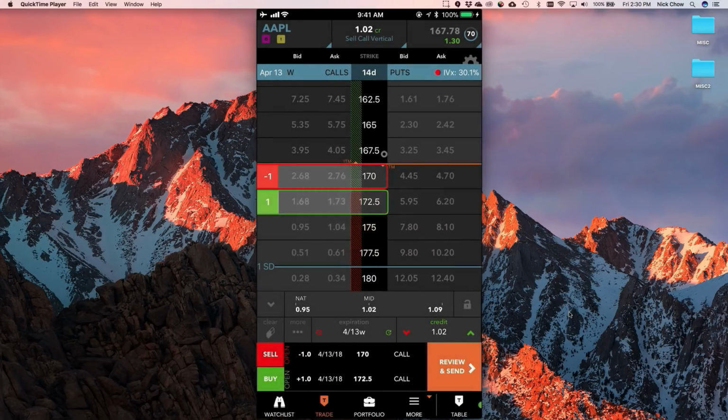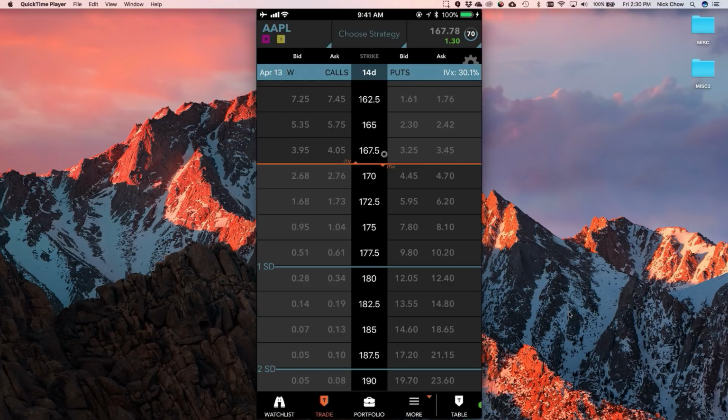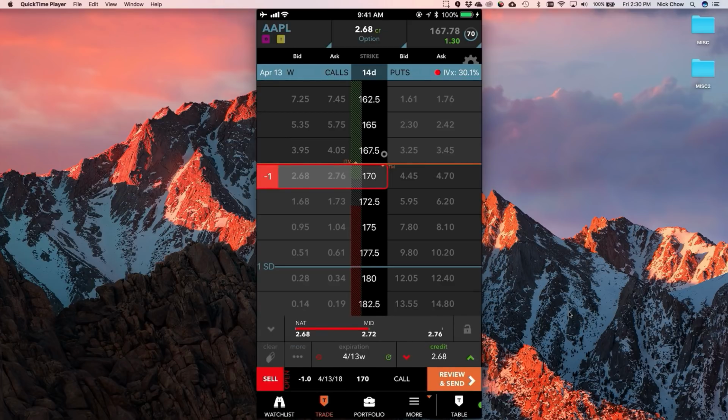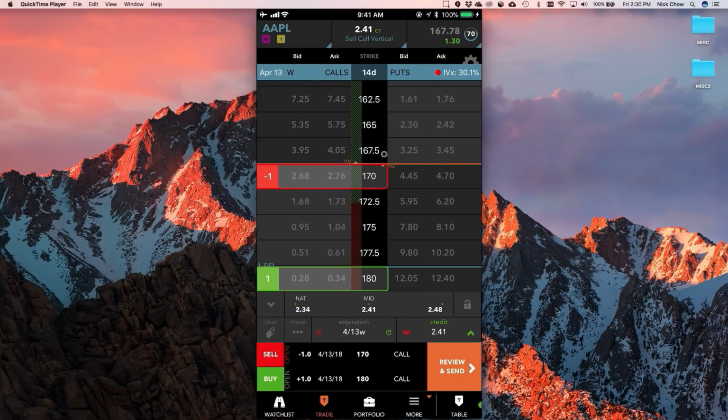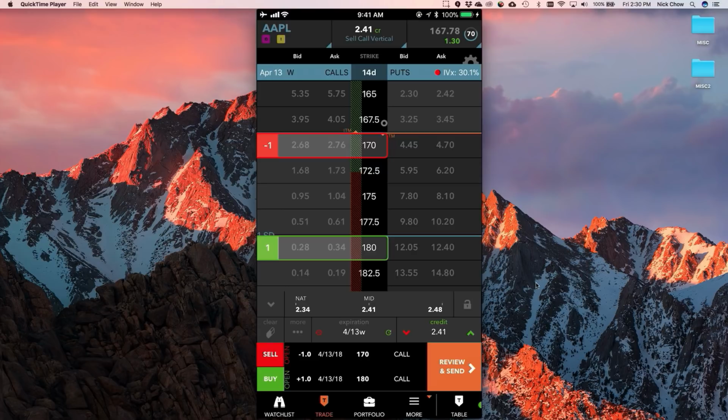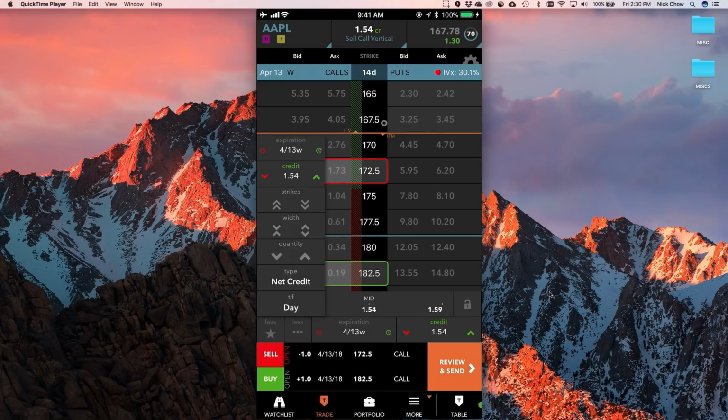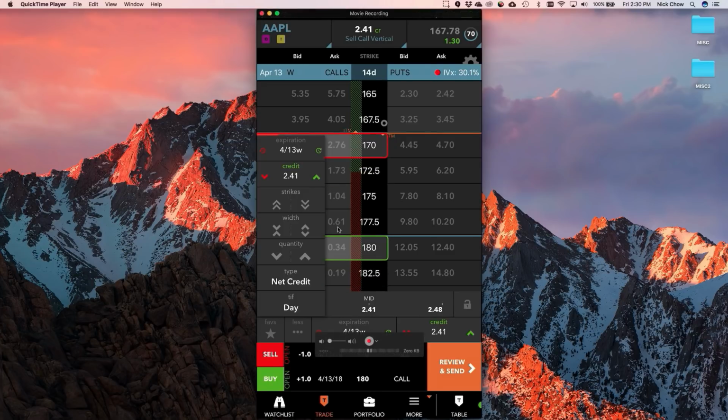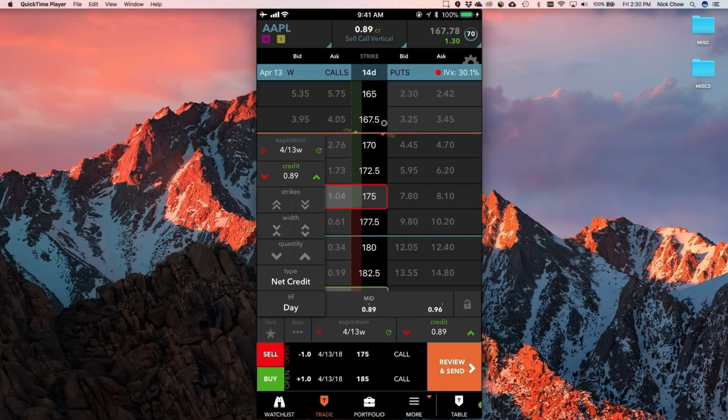Let's say I want to do it myself. So let's say I want to be short the 170, but I want to be long the 180. I just tap and select which ones I want, and it tells me how much credit I'm going to get. You can then click on more, and you can go up or down the strike. If I hit down the strikes, it'll move it down. If I hit up, it'll move it up.